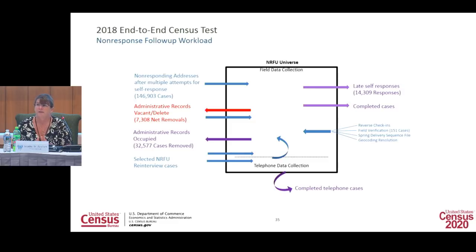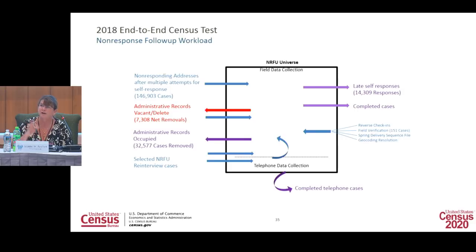Okay, so this slide, I showed this at the last PMR, so I think people have seen it. It's just a good illustration of all the workloads that come in and out of NRFU. This was all managed very successfully in 2018, so that's a great success. I've added some of the actual numbers from 18 now that the operation is over. So as you can see, about 147,000 non-responding units that did not self-respond came into NRFU, and then things came in and out all throughout the process.